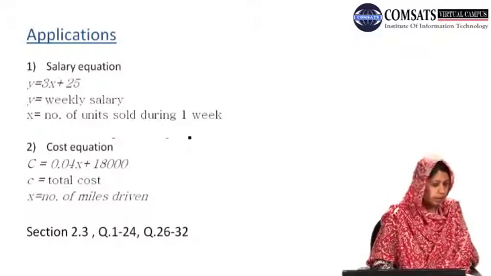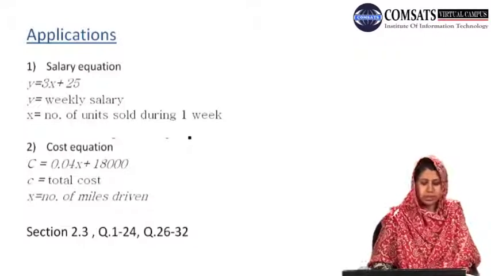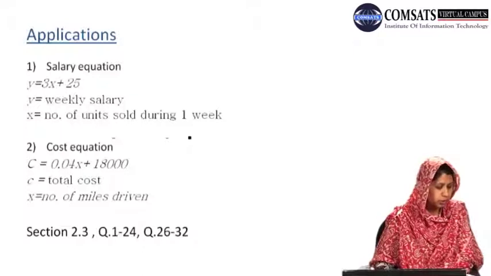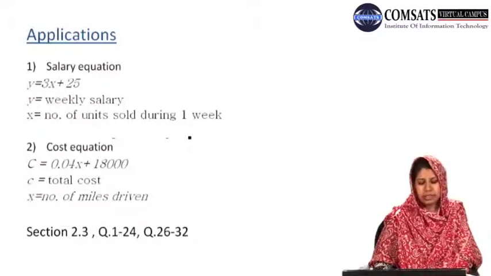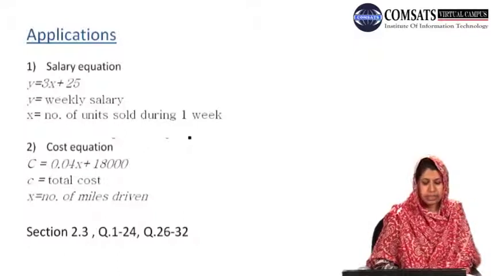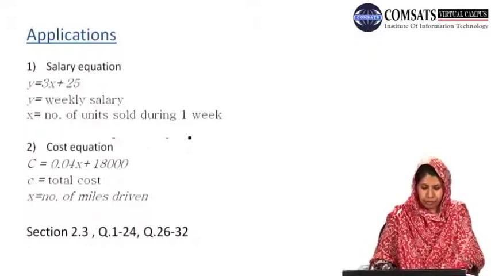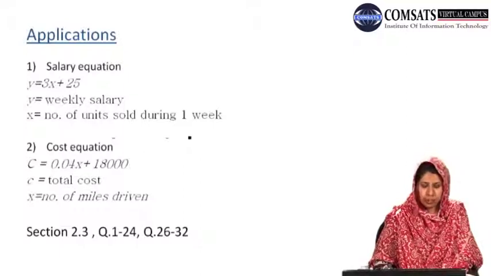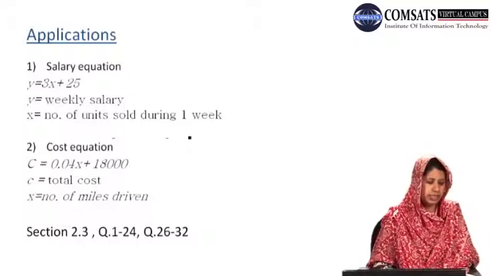A police department estimates that the total cost C of owning and operating a patrol car can be estimated by the linear equation C = 0.04x + 18,000. Then C is representing the total cost and x is the number of miles driven. So this can be represented by a linear equation in two variables, x and C.